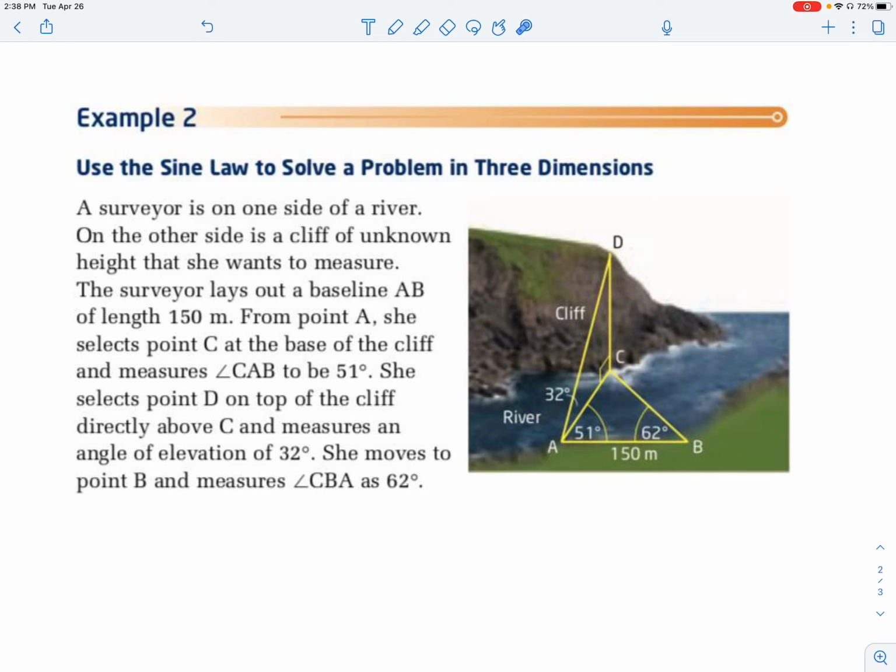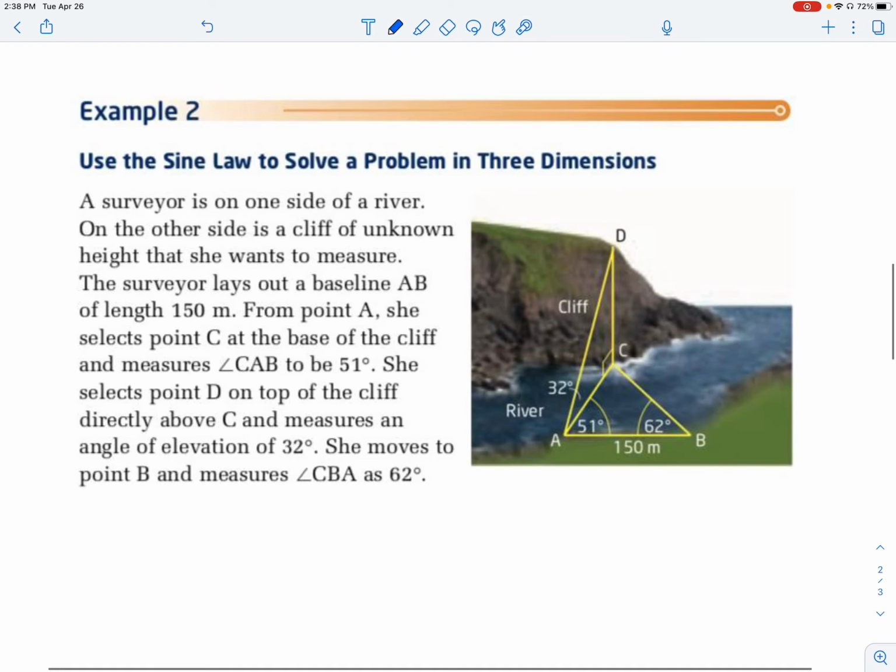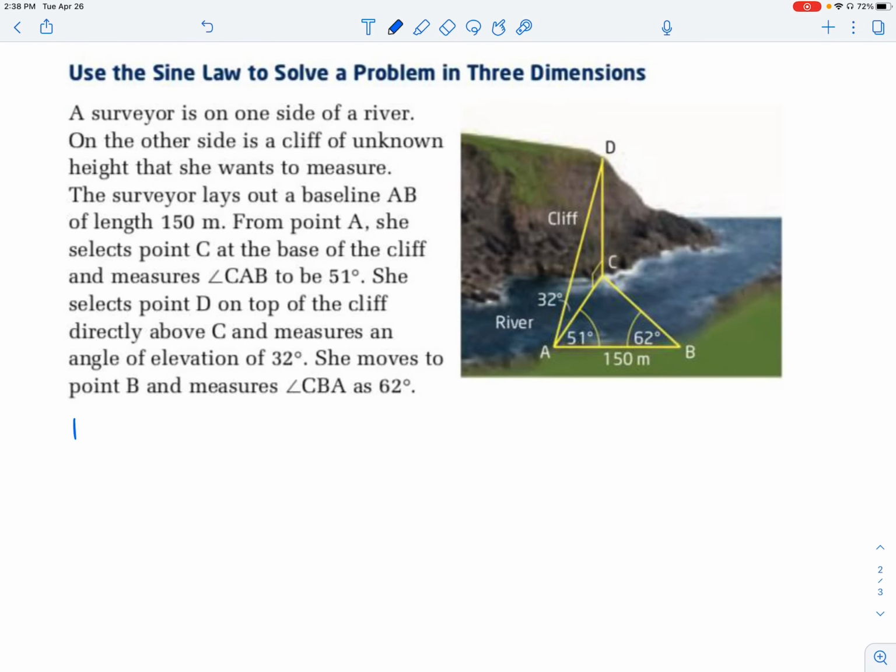So this is a 3D question because we have a nice triangle right here that's kind of parallel to the ground. And then we also have another triangle. This one happens to be right angle. That's kind of more in a vertical plane. Okay, we are looking for the height of the cliff. I know it doesn't say that here, but the question wants to find the height of the cliff. That's basically going to be CD, right? I'm trying to find the distance from point C to D.